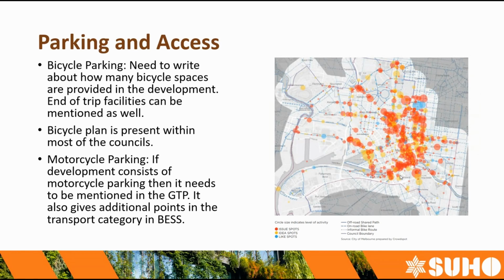Bicycle plan is present within most of the councils. As we can see in the image on the right hand side, this is the City of Melbourne crowd spot, prepared by, I think, City of Melbourne, as I said. So we have three different spots: issue spots, idea spots, and like spots. As we can see, there are so many red spots. It means that there are many issue spots in the area in terms of bicycle parking or bicycle riding. Similarly, like spots are fewer, and idea spots are the ideas which people represent that can be used as bicycle parking spots.